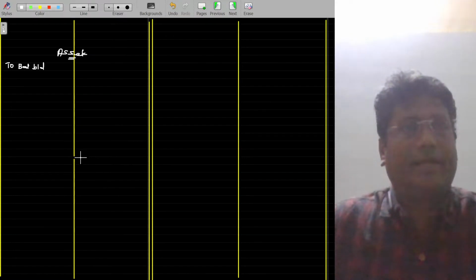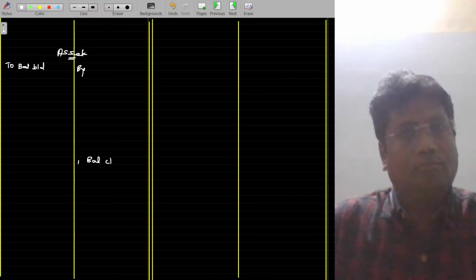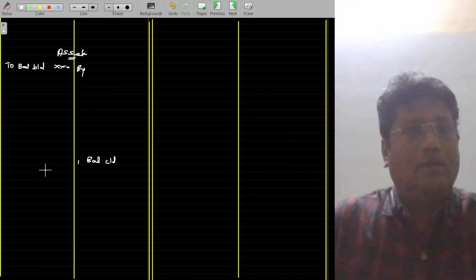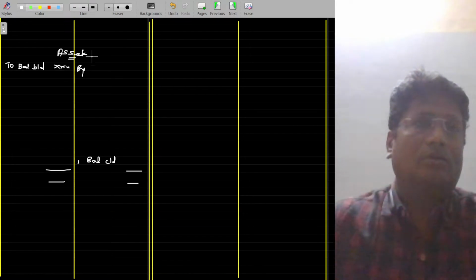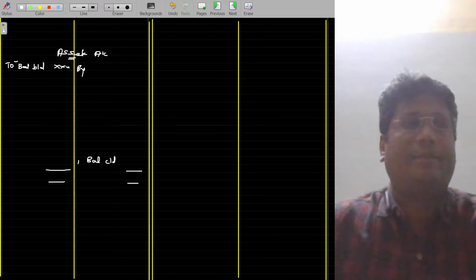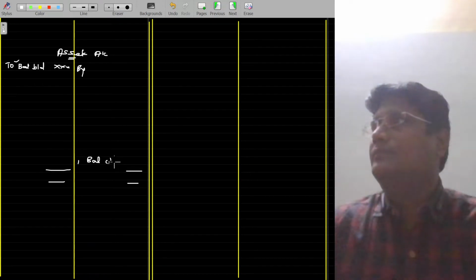End on the credit side as by balance carried on. It's simple to keep this point in your mind. If it is an asset account, and it is a debit balance, right? So the opening should be on the debit side and closing should be on the credit side.